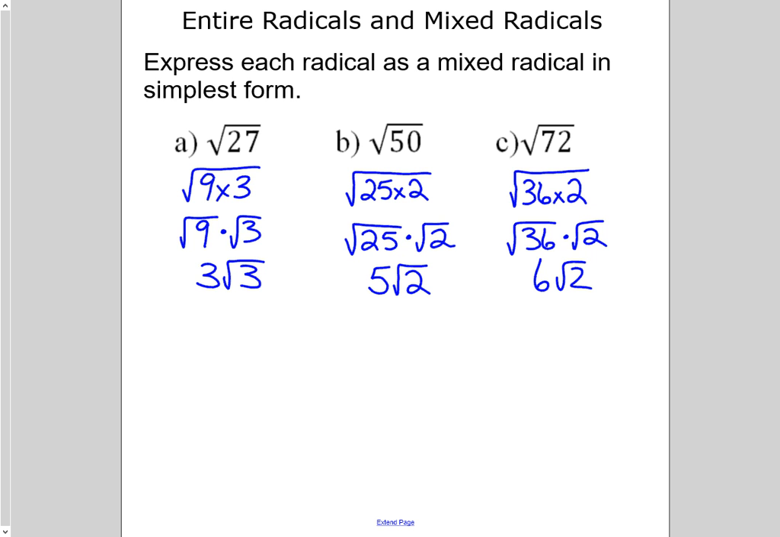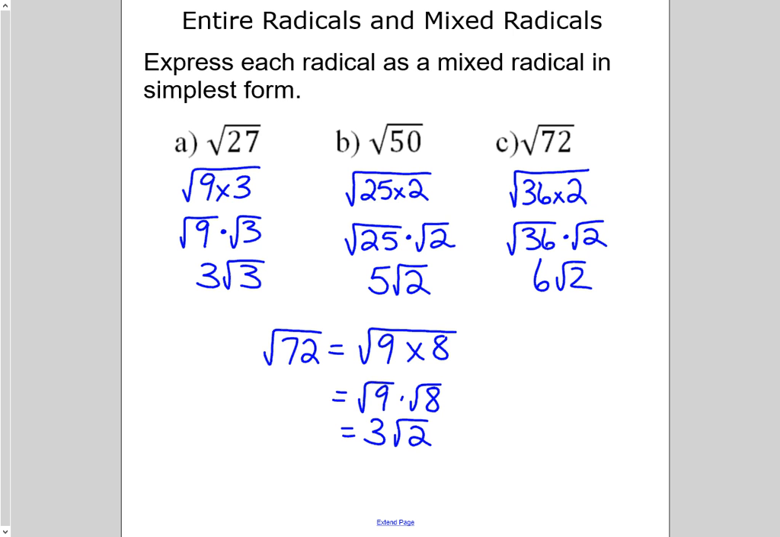Okay, I want to show you, just for interest's sake, what if you had picked the wrong numbers? What if instead, for 72, I said that's the same thing as 9 times 8, which it is. So that's the square root of 9 times the square root of 8. The square root of 9 is 3. Oops, 3 times root 8. Sorry, I'm a little messy here. Obviously not the same answer. This is a mixed radical, but it's not in simplest form. We can still find the square root of 8. I can simplify that further.